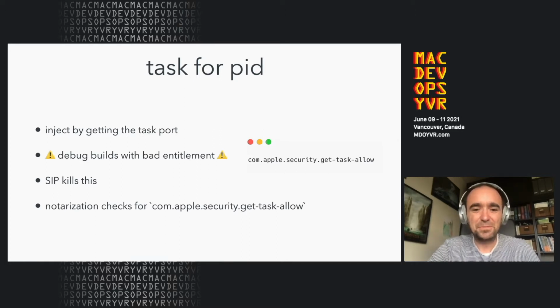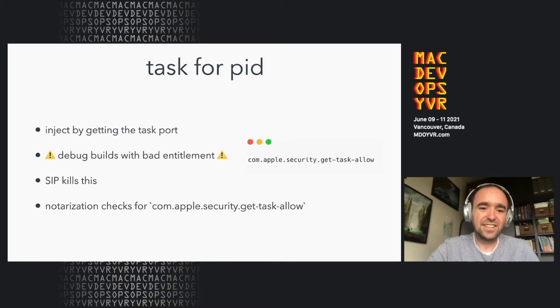Again, system integrity protection will protect against such attacks, but there is the com.apple.security.get-task-allow entitlement, which will open up the application for this type of attack. And this entitlement is needed because when we develop an application and want to debug it, we attach the debugger using the task port. Because of this, Xcode will attach this entitlement to every debug build it creates.